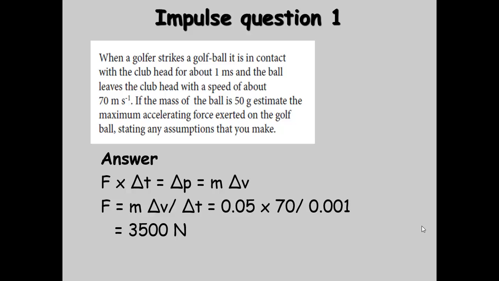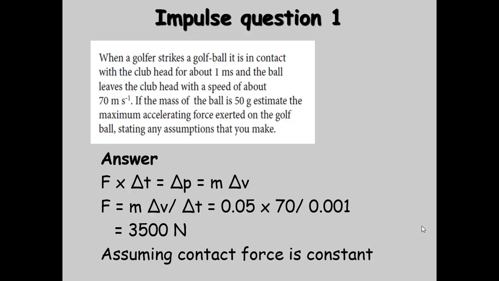3,500 newtons. Now I have made some assumptions here. I've assumed that the force applied to the golf ball is constant during that contact period of time. Okay, so I'm assuming that it's the same value all the way through. That's that key assumption there. In reality, what's likely to happen is there's likely to be a change in force over that period of time. Now, we can do calculations for this as well.